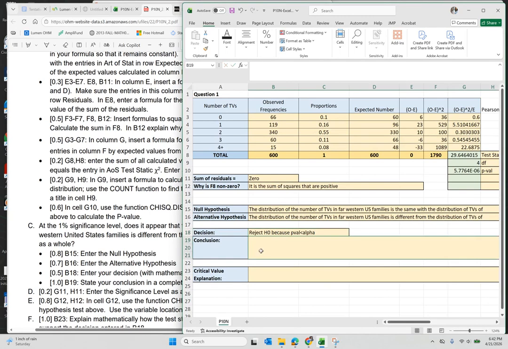And my conclusion would be that at the 1% significance level, the sample data provide sufficient evidence to support the alternative hypothesis. Make sure you write the alternative hypothesis as you wrote it in B16, to support the claim that the distribution of the number of TVs in far western United States families is different from the distribution of TVs of all American families as a whole. Remember to always start at the 1% significance level and keep going to write your conclusion.